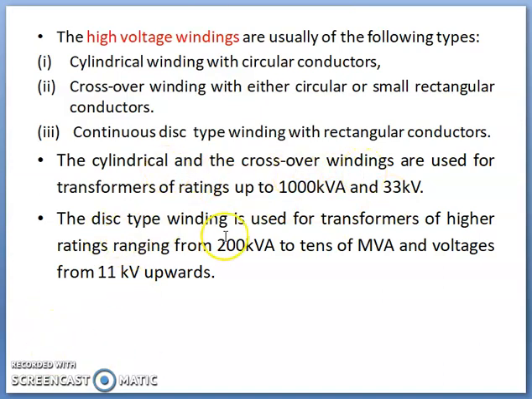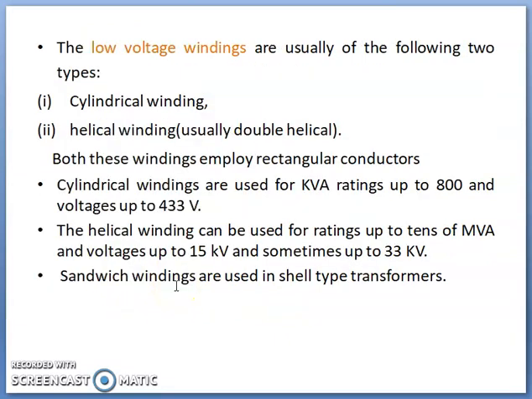Then the disk type winding is used for transformers of higher rating, ranging from 200 kVA to tens of MVA. In case of a 220 kV substation, usually 100 MVA rated transformers are used. In that case, this type of winding can be preferred. Okay, even for voltages from 11 kV onwards.